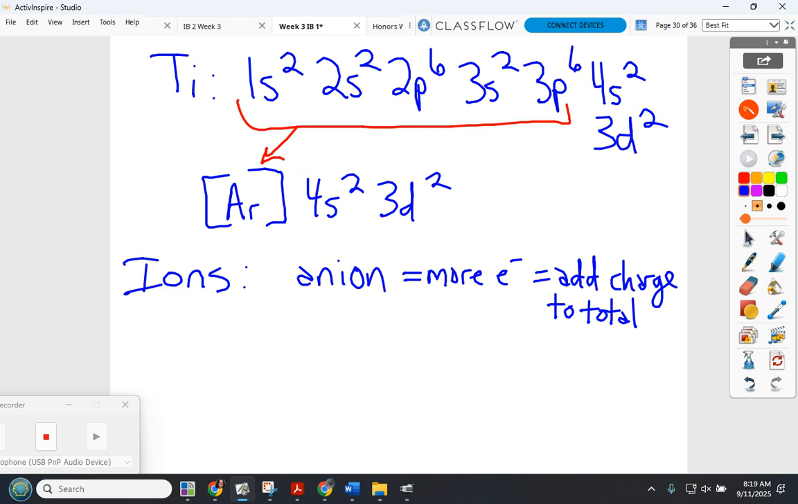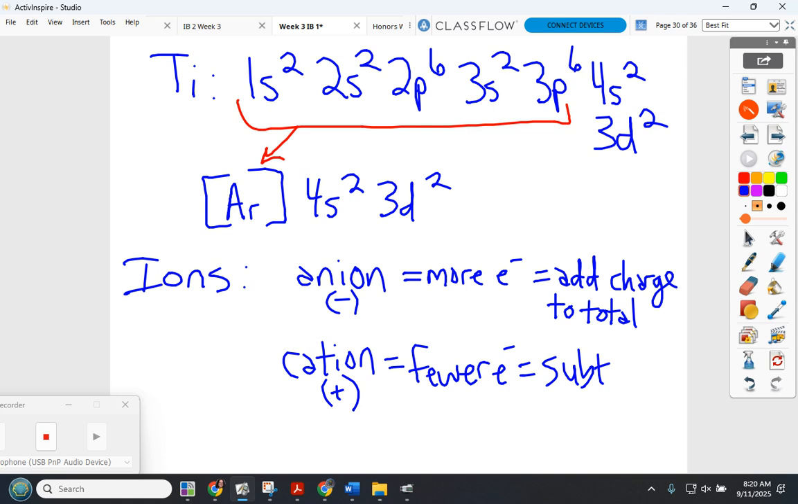Right? If it's a cation, we have fewer electrons, right? So we're going to subtract the charge. This is where it's really annoying that the people who figured out electrons in the first place called them negative. They've just messed things up for generations of chemistry students, because it would be so nice if you would subtract for having more negatives, but no, it doesn't work that way, okay?